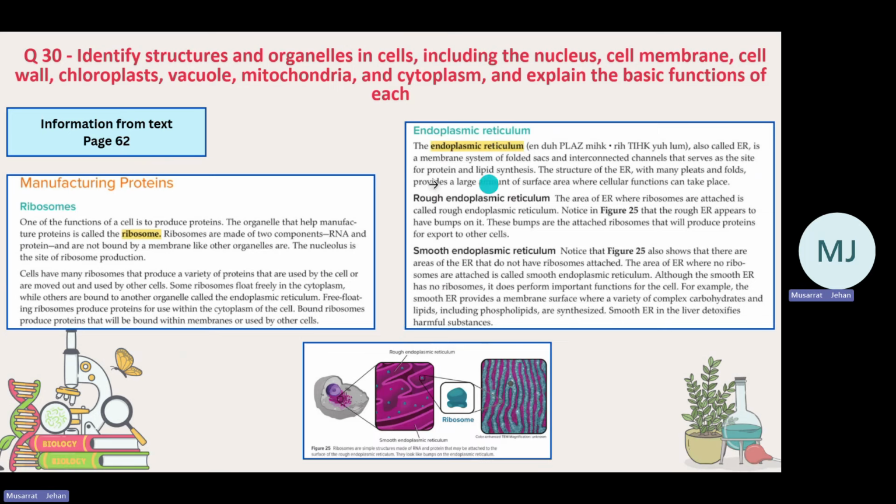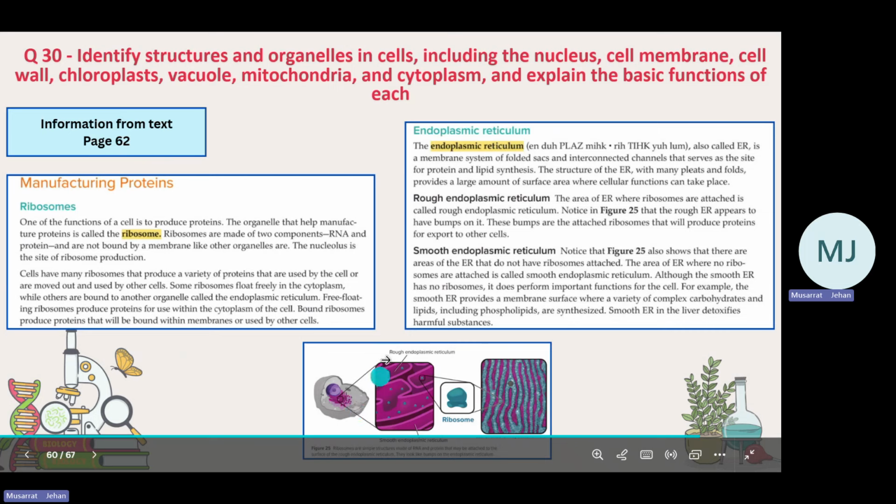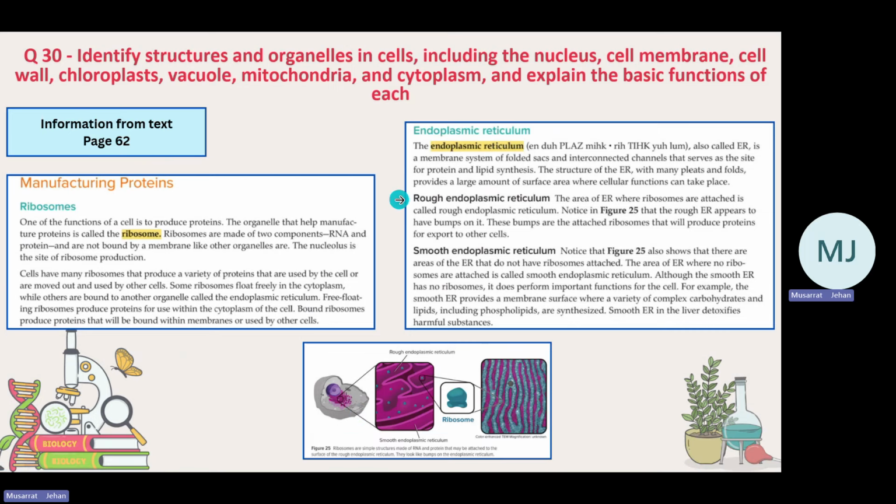And it serves as a site for protein and lipid synthesis. Two things are made in endoplasmic reticulum, protein and lipid. The structure of the endoplasmic reticulum with many pleats and folds provides a large amount of surface area so that this function can take place. So it's folded and it has a large surface area. There are two types of ER, rough endoplasmic reticulum and smooth endoplasmic reticulum.